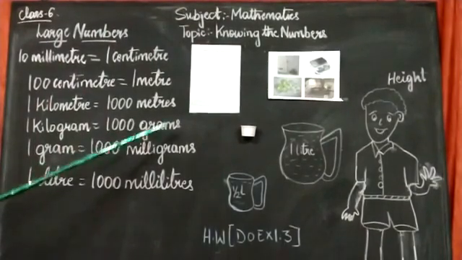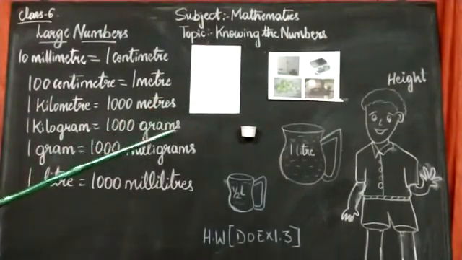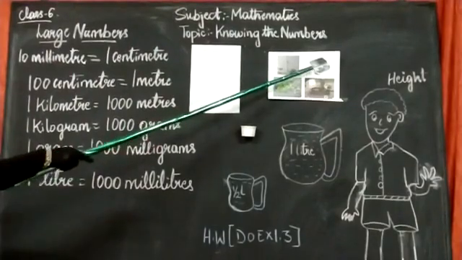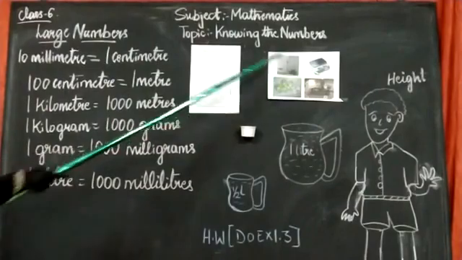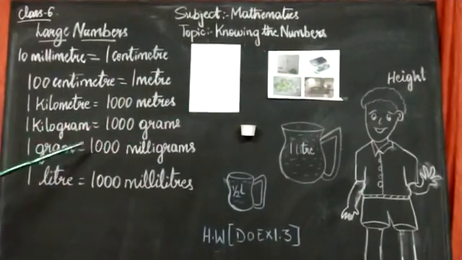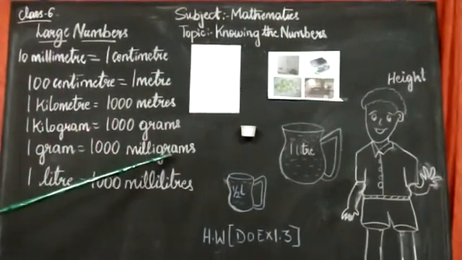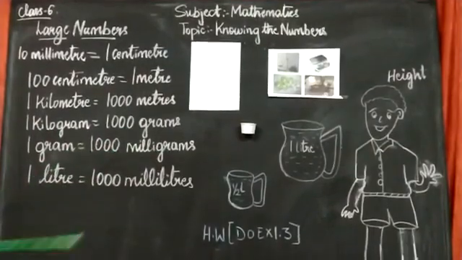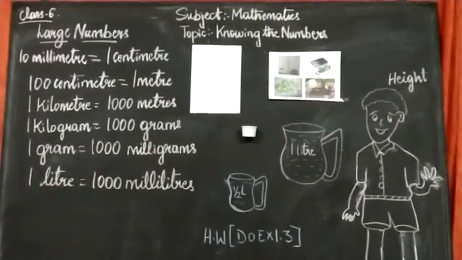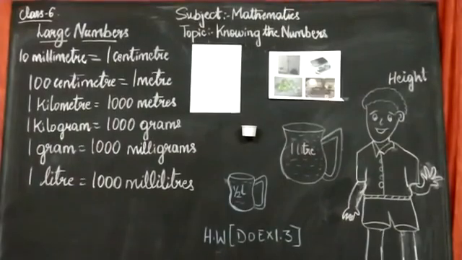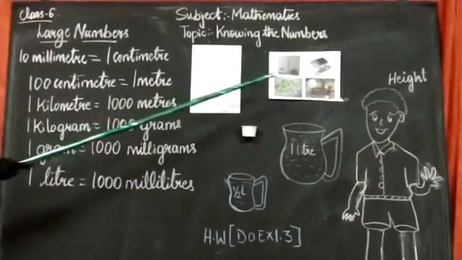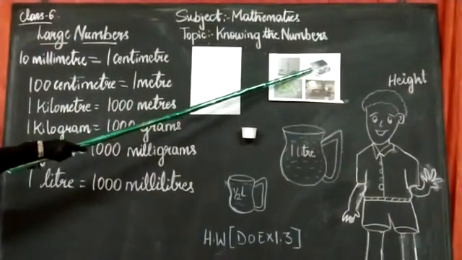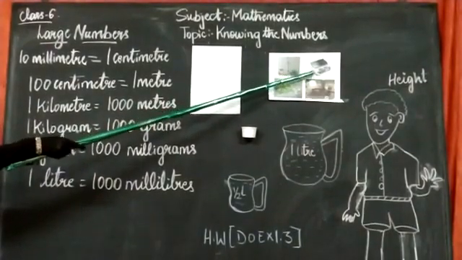For smaller objects like precious things like gold and all, we use grams. This scale is used for grams. So, 1 gram is equal to 1000 milligrams. Got it, students? Very small objects are measured in milligrams. I said, precious things like gold and all are measured in grams.